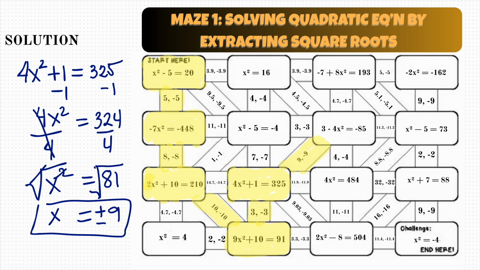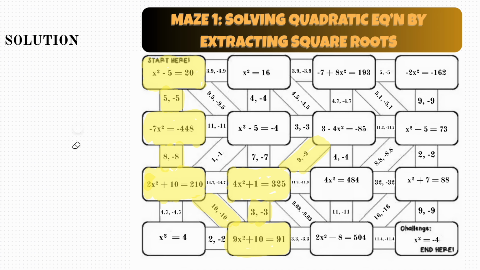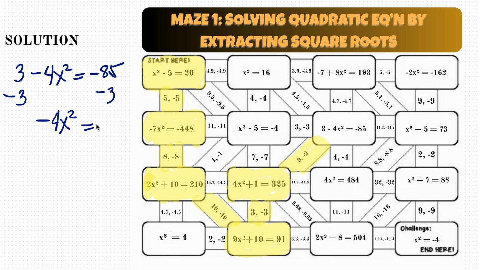So the next question is 3. Let me erase first this particular question or solution. So 3 minus 4x squared equals negative 85. So we have to get rid of this 3, by subtracting 3 from both sides. So 3 minus 3 is 0. Negative 4x squared equals negative 88.